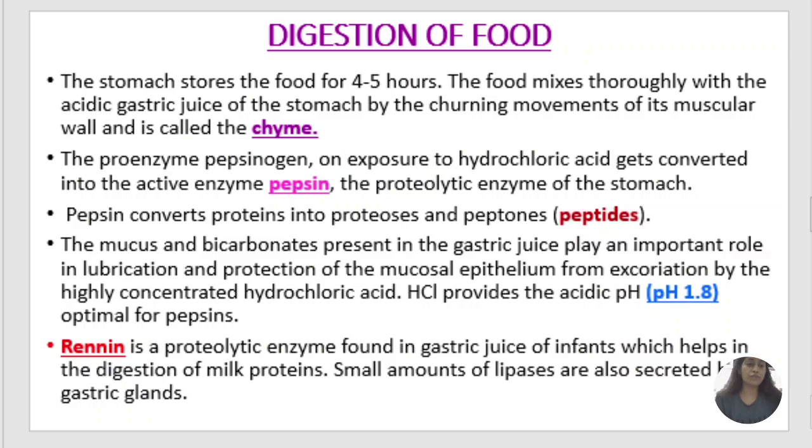Now, for the digestion of food in the stomach, the stomach stores the food for 4 to 5 hours. The food mixes thoroughly with the acidic gastric juice of the stomach by the churning movements of its muscular wall and is called the chyme.